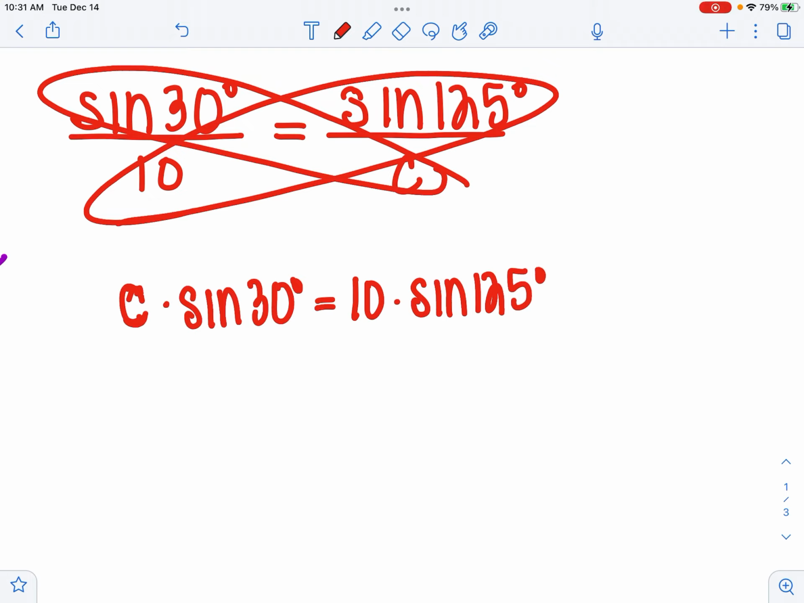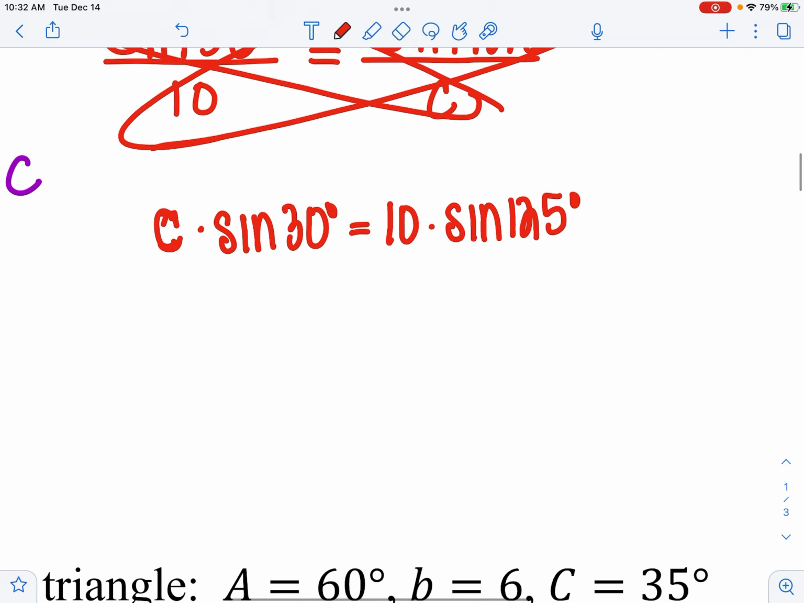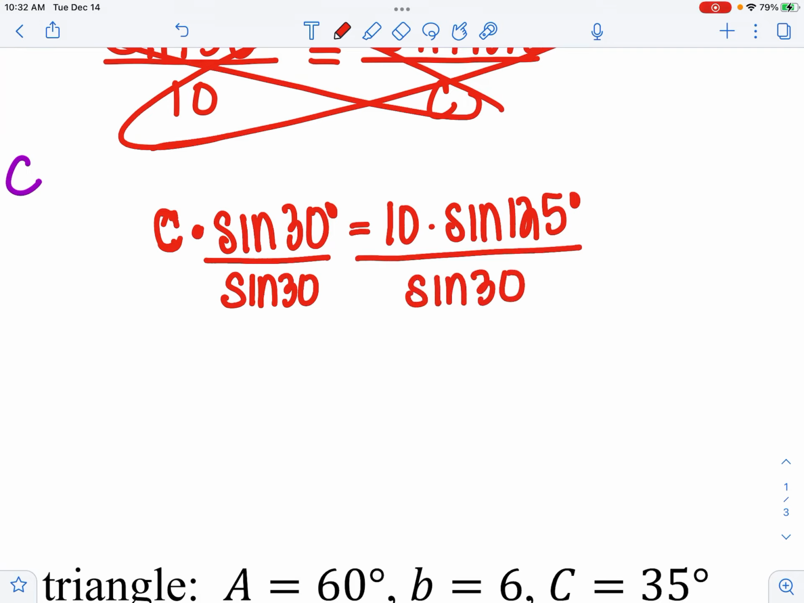Notice I'm writing the 10 in front of the sine of 125, so it doesn't look like the sine of 1,000 or 12,510. And notice I'm writing the C in front of sine of 30, so it doesn't look like sine of 30C. All right, now I need to get C by itself. Notice this is multiplication here, so I'm going to divide both sides by the sine of 30. And that's gone, so I have C is equal to, and now I need my calculator.